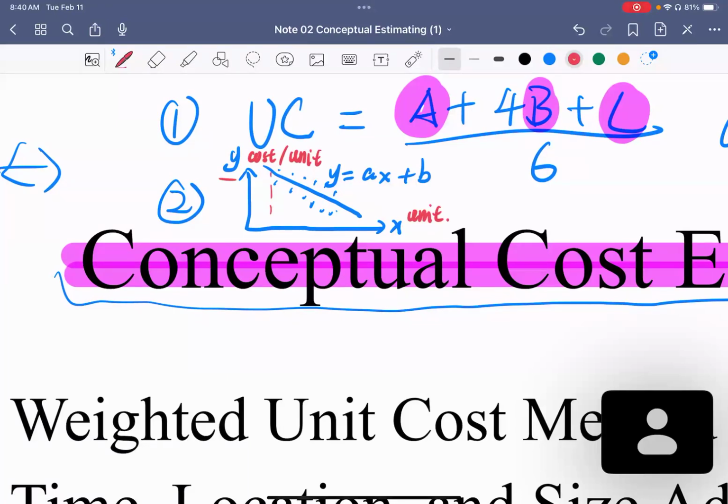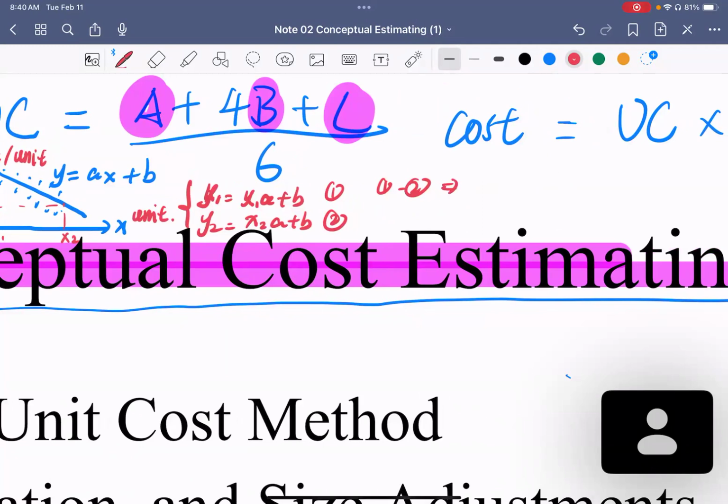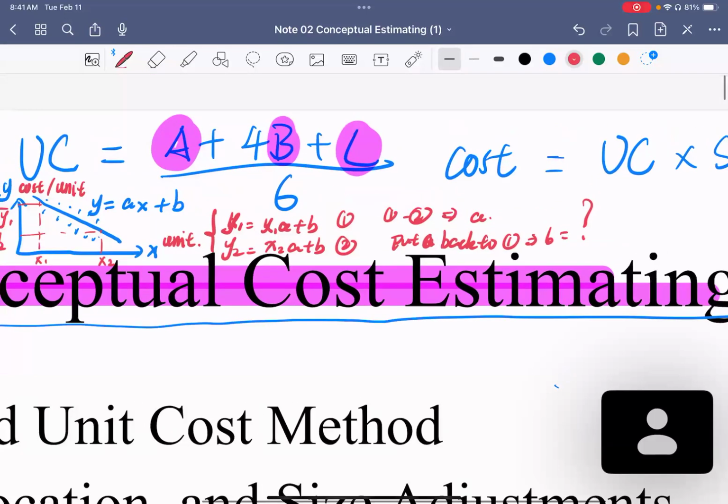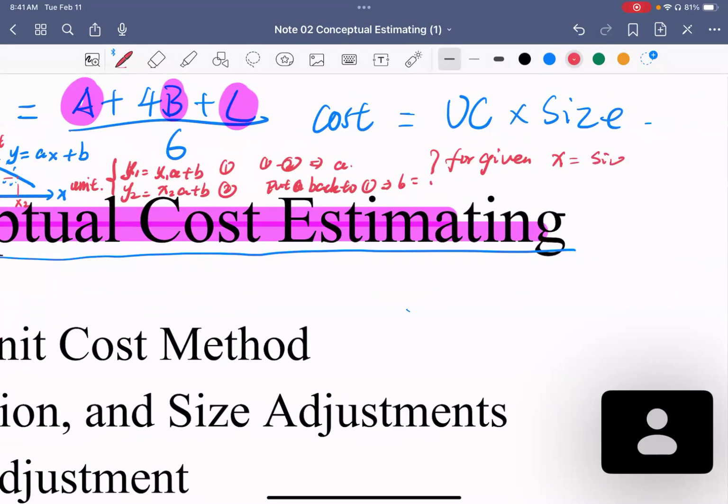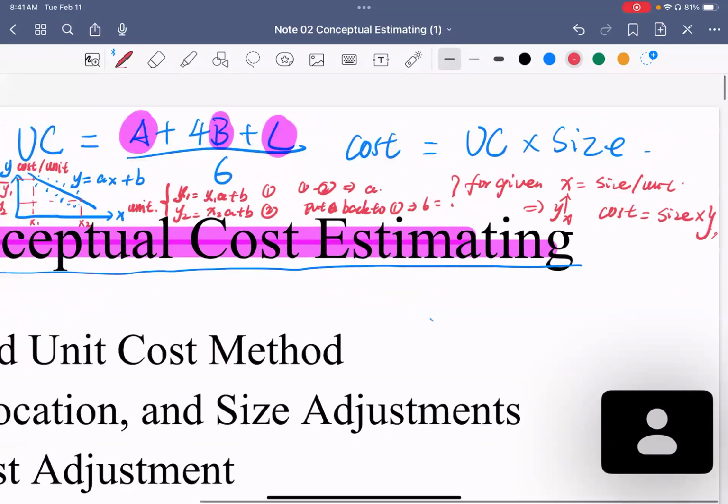So then we need to find X1, X2, and the corresponding Y1 and Y2. So we get Y1 is equal to X1 A plus B, and Y2 is equal to X2 A plus B. So we have the two equations, and using 1 minus 2, we get A, and we put A back into equation 1, and we get B. Then we can define, for any given X, any size or unit, the Y for this X, and then the cost is equal to size times Y.